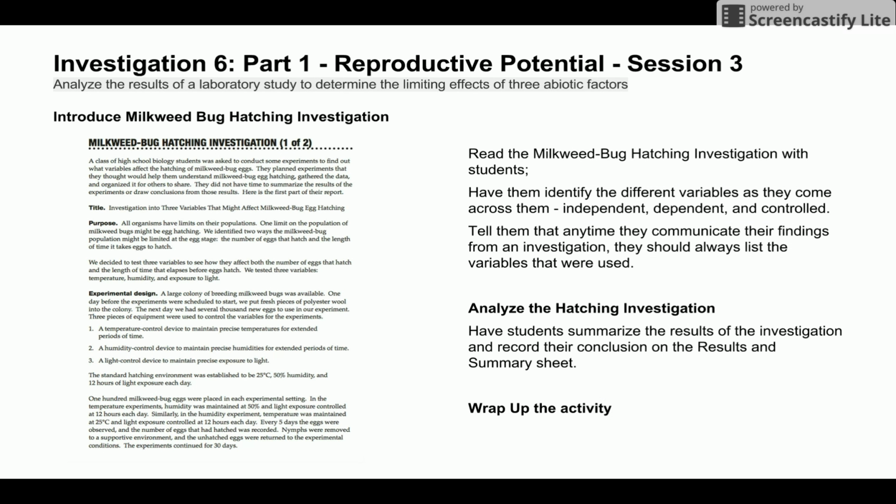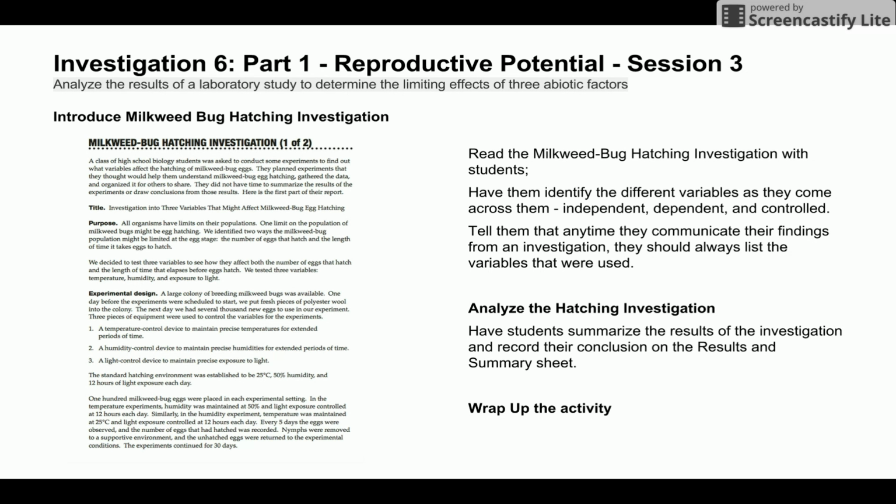Students will analyze the results of a laboratory study to determine the limiting factors of 3 abiotic factors. Read the milkweed bug hatching investigation with students. Have them identify the different variables as they come across them: independent, dependent, and controlled. Tell them that anytime they communicate their findings from an investigation, they should always list the variables that were used.